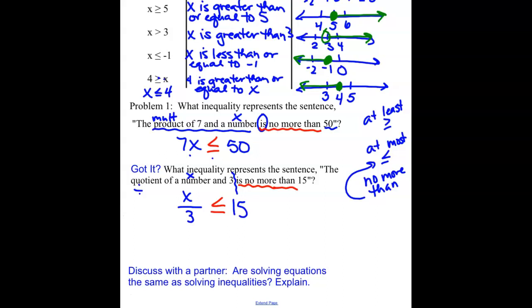All right, so we have our inequality statements. The question now is, when we solve equations, is that the same as solving inequalities? Think about that for a second. Do we solve an inequality the same way we solve an equality?